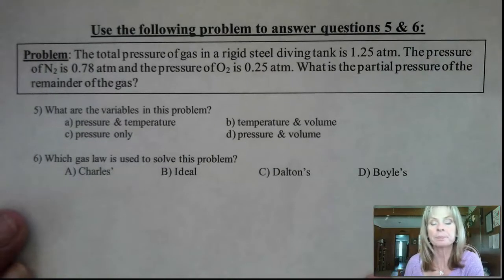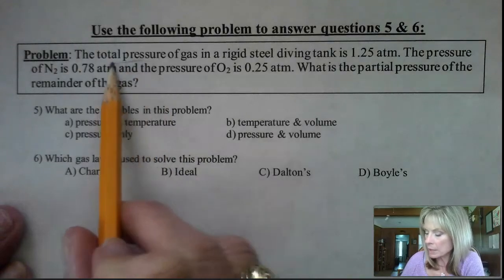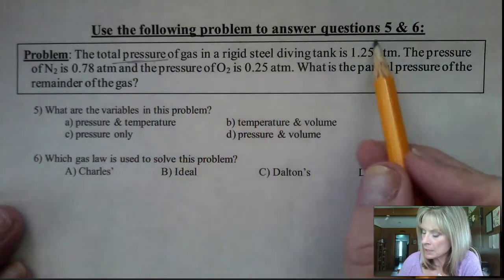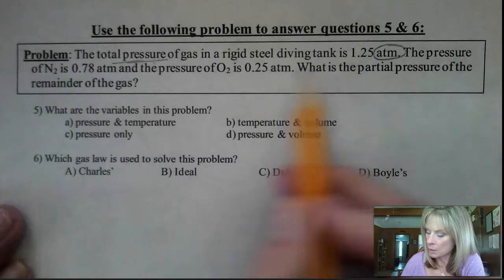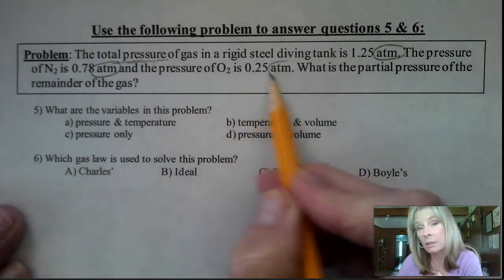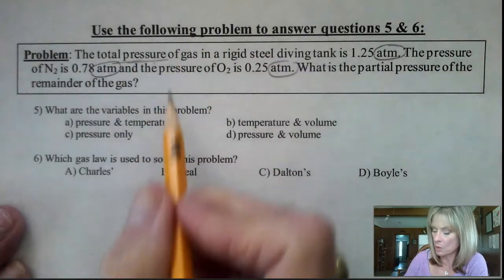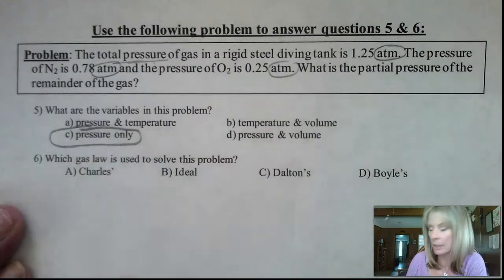Okay, so for the next one, a total pressure of gas in a rigid steel diving tank is 1.25 atmospheres. The pressure of nitrogen is 0.78 atmospheres and the pressure of oxygen is 0.25 atmospheres. What's the partial pressure of the remainder of the gas? So what are the variables in this problem? Well, it's talking about pressure. Total pressure is atmospheres. The pressure, 0.78 atmospheres. A pressure of oxygen, 0.25 atmospheres. The only thing in this problem is pressure. So pressure only is my correct answer.